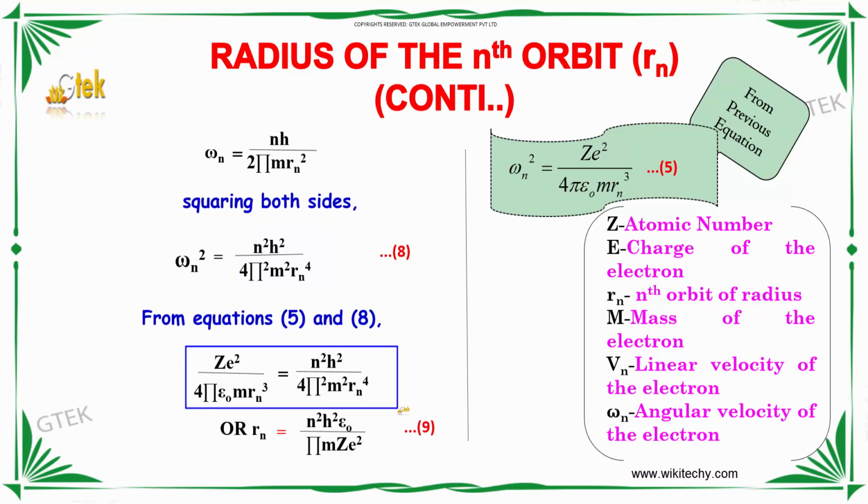Solving these two equations, you will get Rn equal to n square h square epsilon naught by pi m Ze square, where Z is the atomic number, e is the charge, Rn is the radius of the nth orbit, m is the mass of the electron, vn is the linear velocity, and omega n is the angular velocity of the electron. As indicated, we need to identify the radius of the nth orbit. So Rn is equal to n square h square epsilon naught by pi m Z e square.